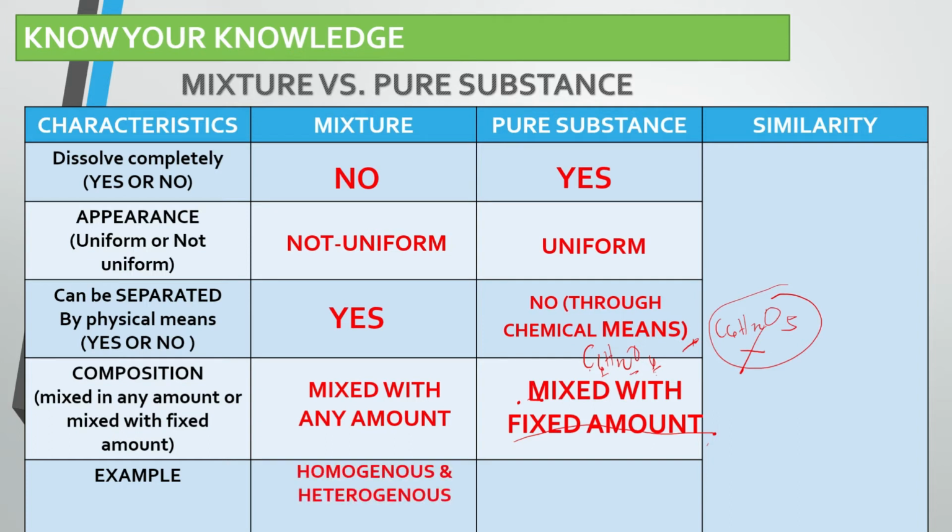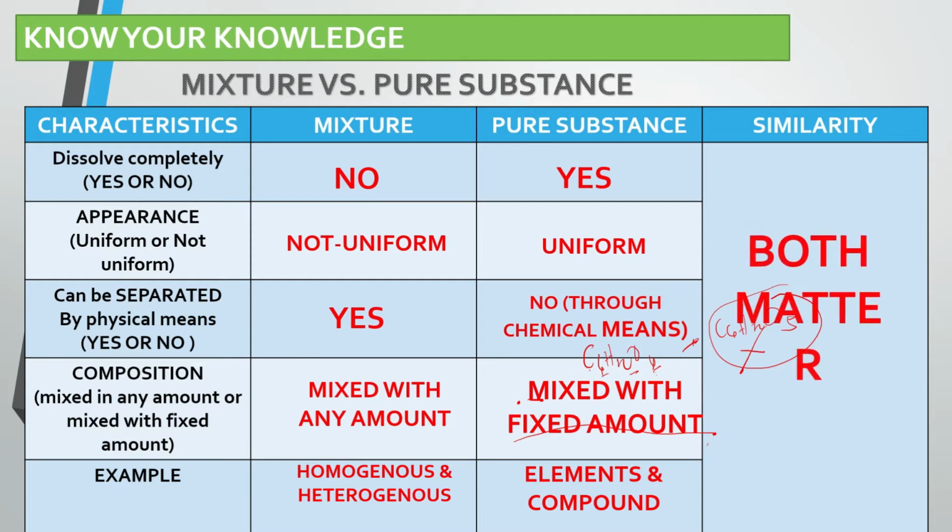Then, examples of mixtures are homogeneous mixture and heterogeneous mixture. In terms of pure substance, its examples are elements and compounds. And their similarity is that they are both matter.